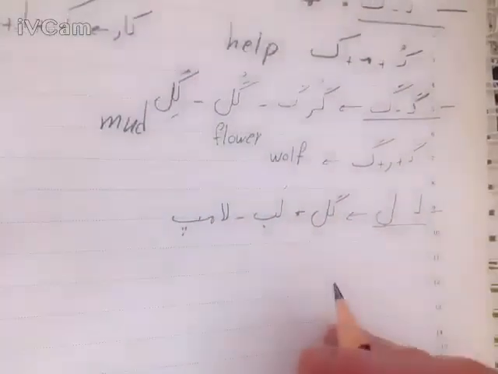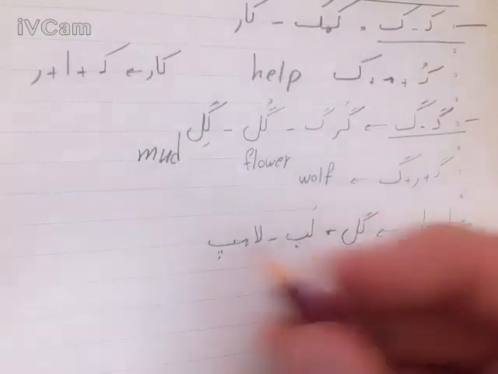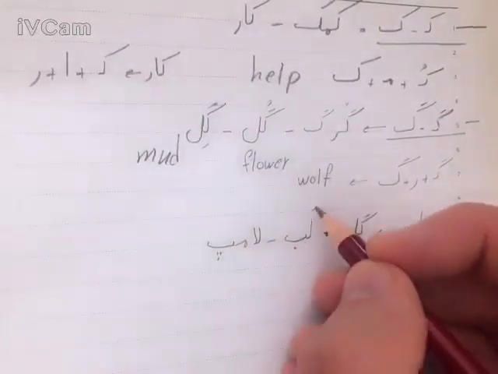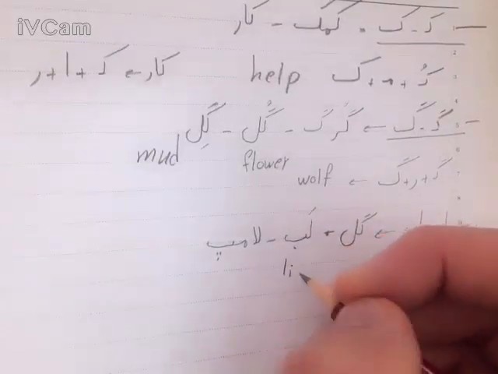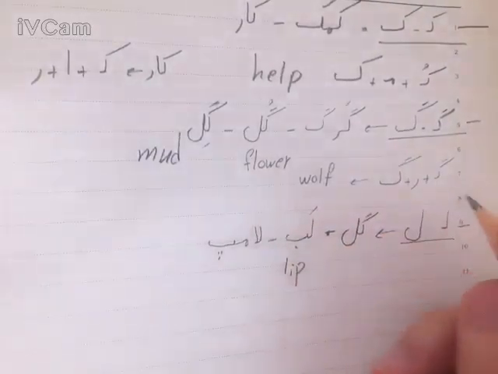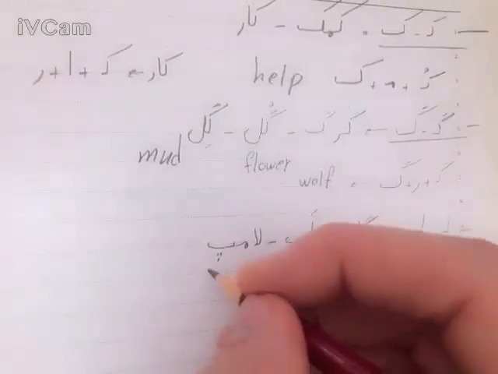Lamp is lamp. So we already know this one, so let's go for this. This one is easy to write actually, it's le and be, right? So it would be lip or lips. And this one is also easy. It would be a lamp.